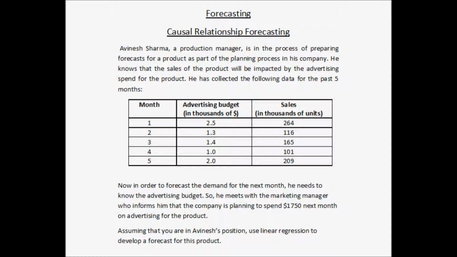Let us look at an example of causal relationship forecasting. Avinash Sharma, a production manager, is in the process of preparing forecasts for a product as part of the planning process in his company. He knows that the sales of the product will be impacted by the advertising spend for the product. He has collected the following data for the past 5 months. So the historical data has been collected and given to us in this table here.